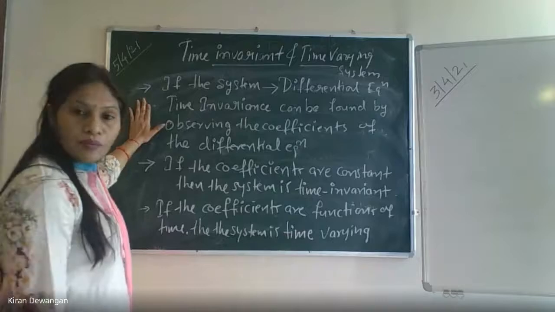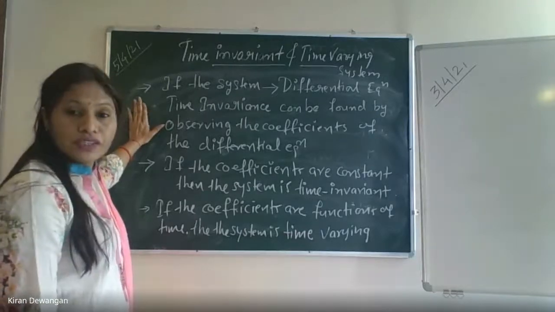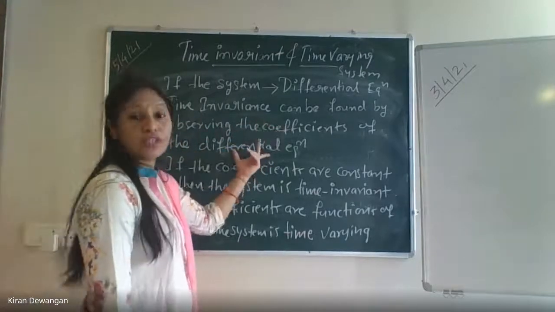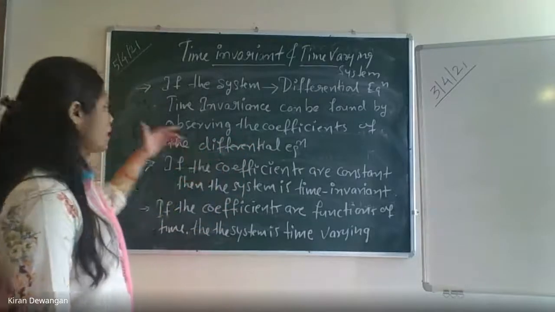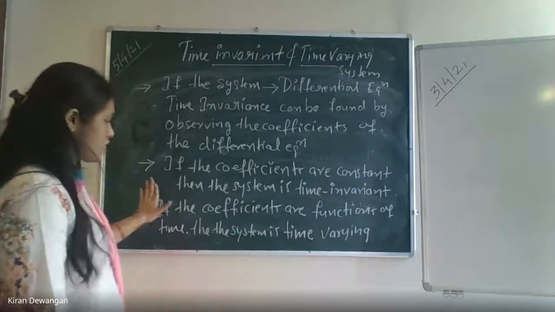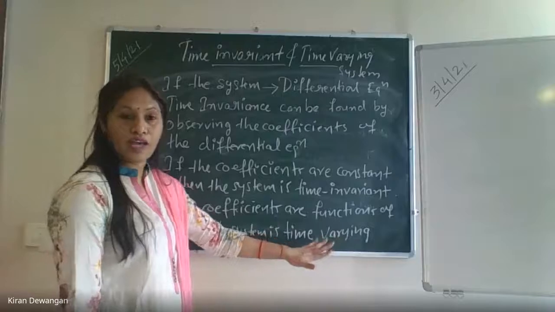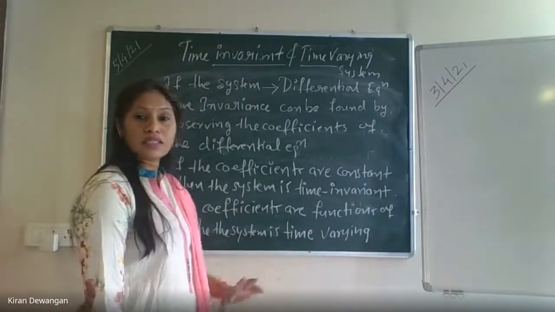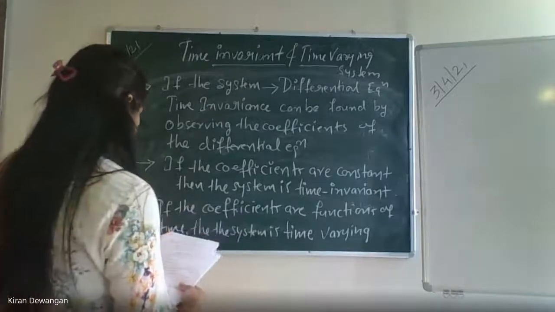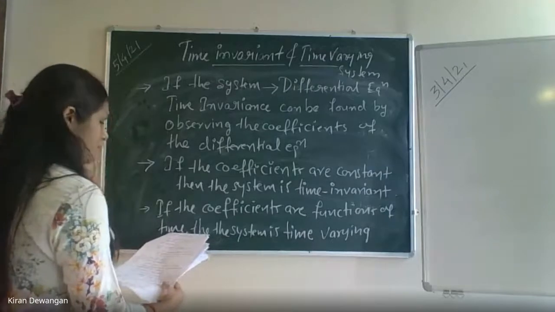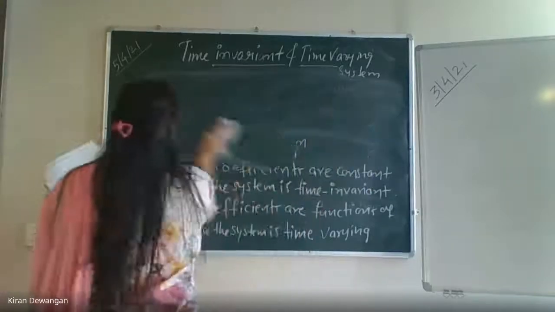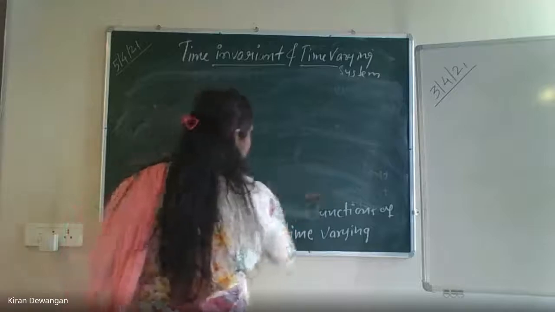If the system is described by any differential equation, we need to check the coefficients of the differential terms. तो सबके coefficient को terms रहेंगे, उनके coefficients को check करना पड़ेगा. If the coefficients are constant, then the system is directly declared a time invariant system. And if the coefficients are functions of time, then we can declare that the system is a time varying system. Okay, so that is how we can define whether the system is a time variant system or time invariant system.